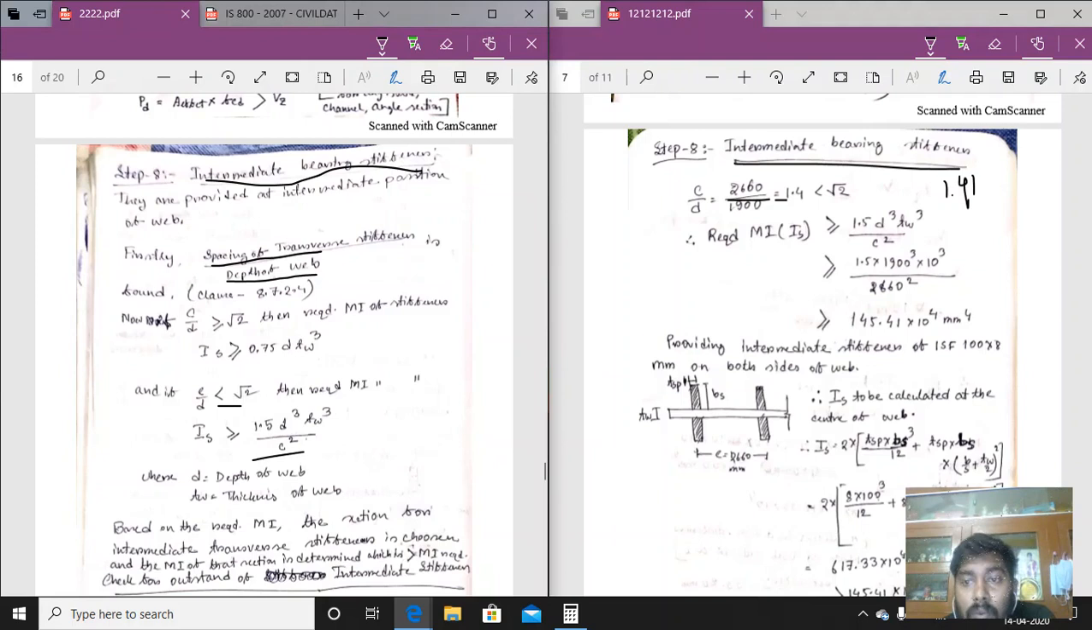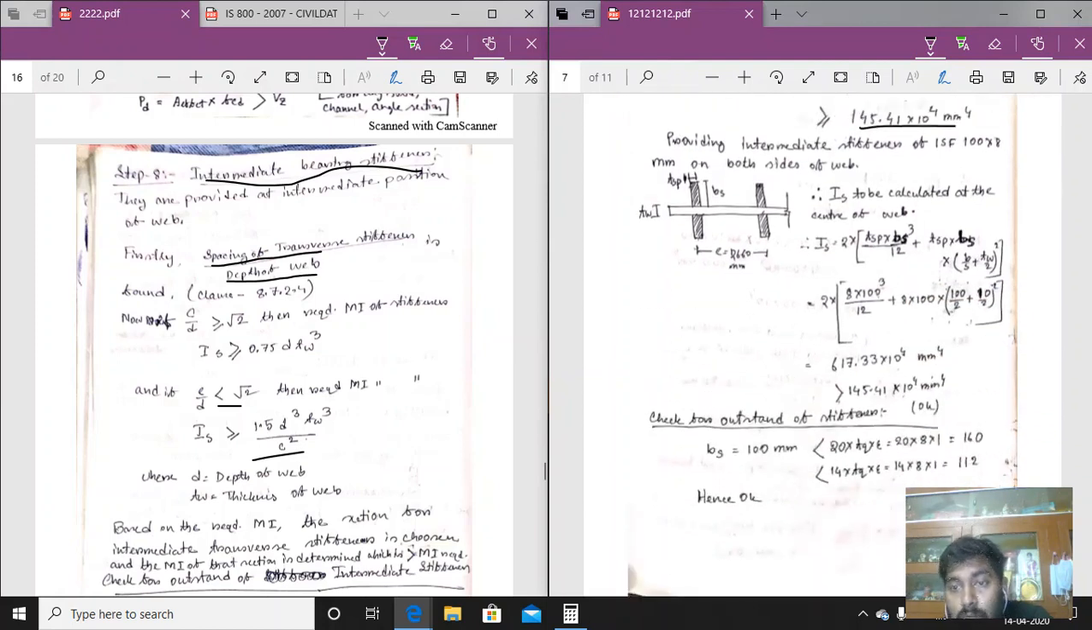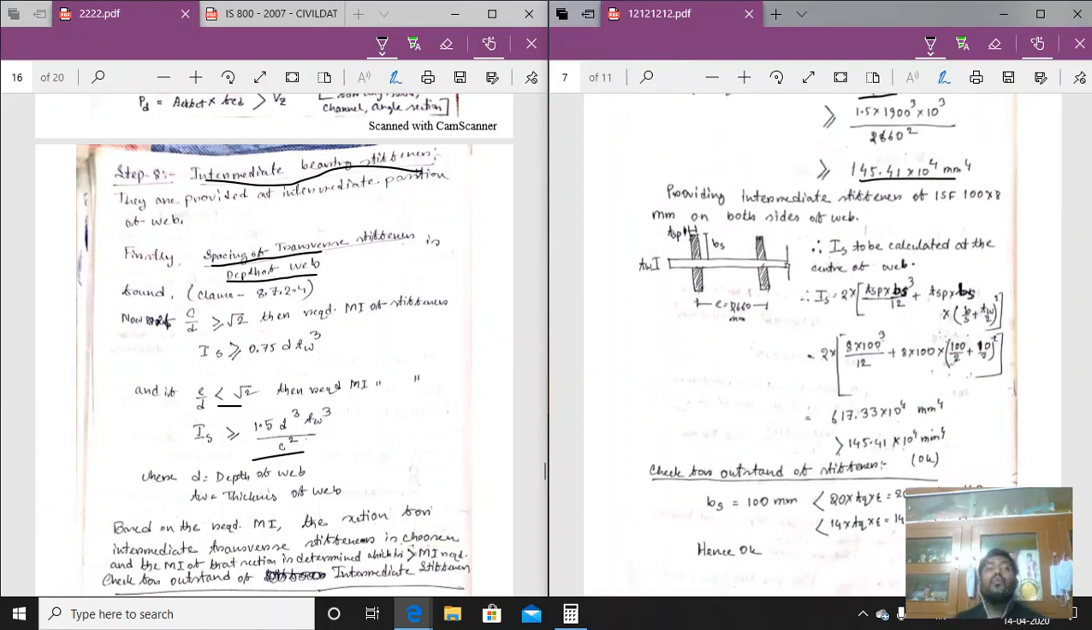So this formula will be used. Using this formula, the required MI is 141.41 into 10 to the power 4. So let us provide either one plate or two plates to carry this moment of inertia. Providing intermediate stiffener of ISF 100 into 8, because the required moment of inertia is much less, we will only use 100 into 8 mm on both sides. So there will be two plates on each side of the web plate.